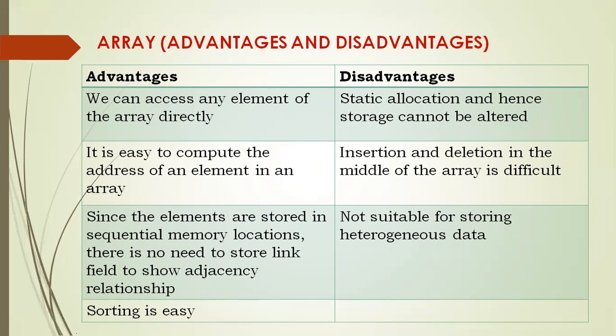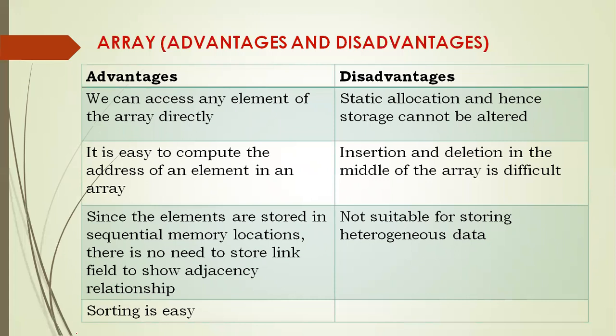And it's very easy to compute the address of any element. In row major ordering it's easy to compute, and in column major ordering also we can compute the address of any ij-th element. This is possible in a 2-dimensional array as well as in a 1-dimensional array.